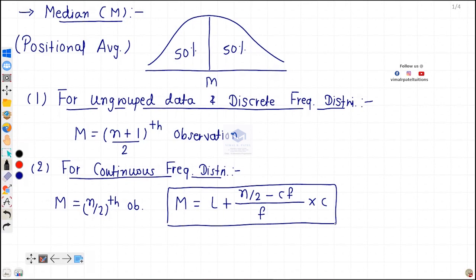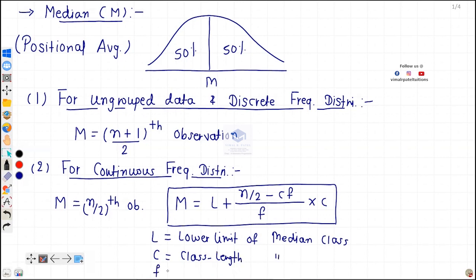Now, where L is the lower limit of the median class. Then C is the class length or class interval of the median class. F means frequency of the median class. And CF means cumulative frequency of the previous class.